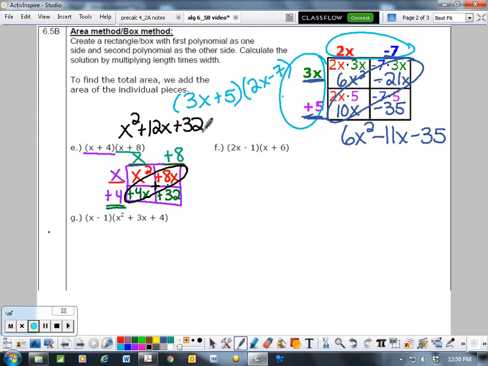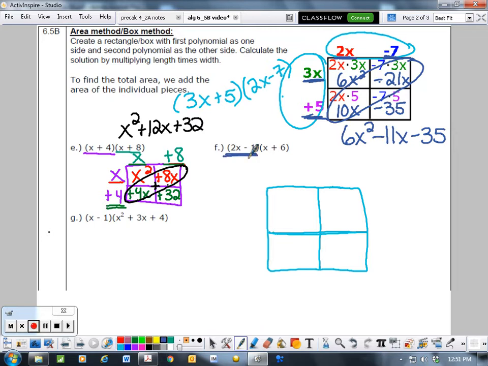So I got a little bit more room over here. So I'm going to go ahead and draw a box, so it's a little bit easier to see. And we're going to go ahead and take the first polynomial, 2x minus 1, and we're going to write it on this side. And then we're going to take the second polynomial, x plus 6, and we're going to write it on the top. And then we're going to multiply the sides.